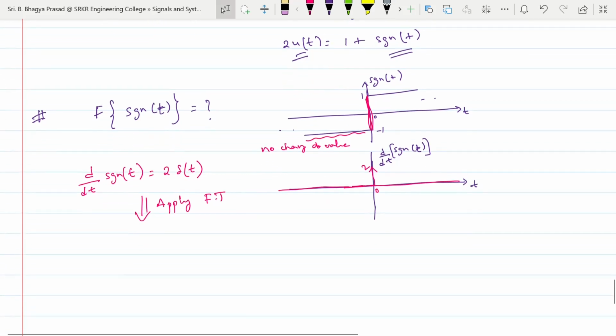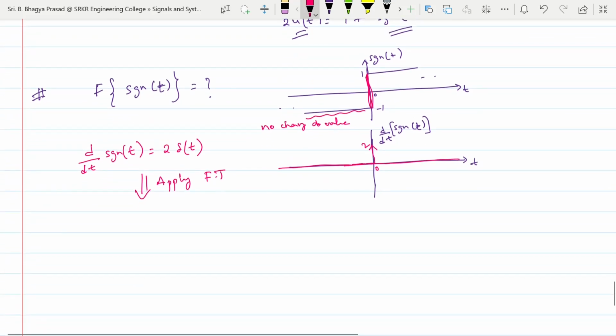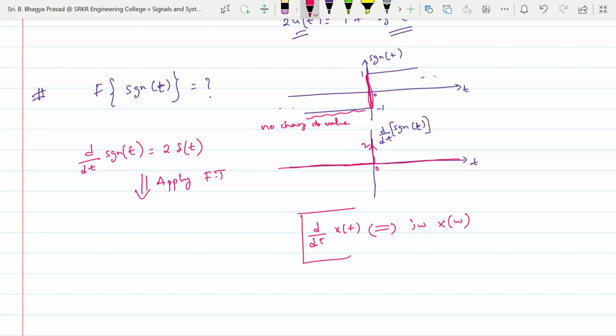So the Fourier transform of sgn of t, let us take sgn as x of t. You know the property, the Fourier transform of d by dt of x of t is j omega X of omega. With the help of this, d by dt of sgn of t, that is j omega multiplied with the Fourier transform of sgn of t.